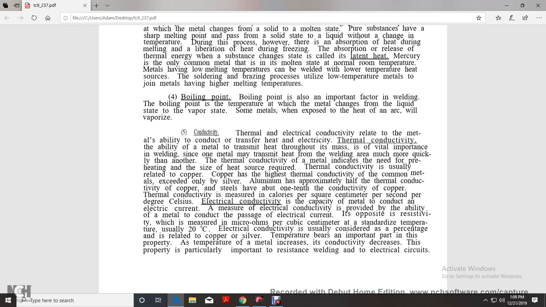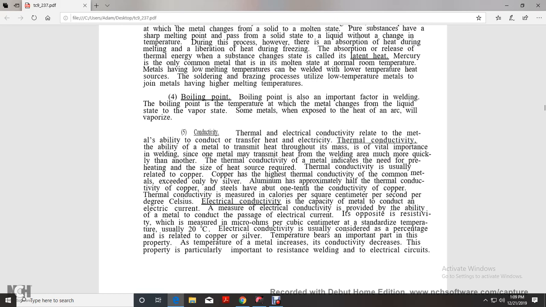Electrical conductivity is the capacity of a metal to conduct electrical current, measured by the ability of the metal to allow the passage of electrical current. Its opposite, resistivity, is measured in microohms per cubic centimeter at a standard temperature, usually 20 degrees Celsius. Electrical conductivity is usually expressed as a percentage relative to copper and silver.